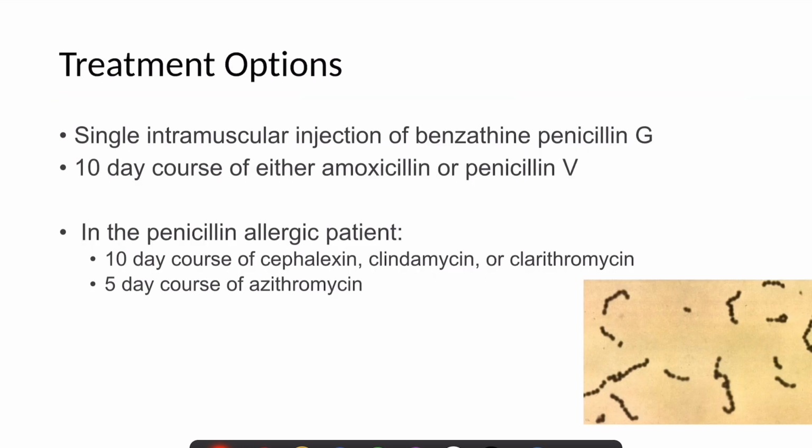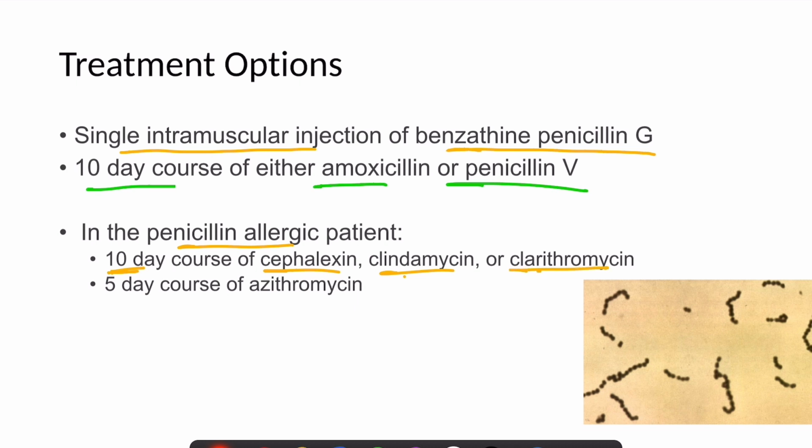So if you decide on starting the treatment, the options include a single intramuscular dose of benzathine penicillin G, or if the patient doesn't want benzathine penicillin G, we can start the patient on a 10-day course of either amoxicillin or penicillin V. And similarly, if the patient is allergic to penicillin, then in that case we can go for a 10-day course of cephalexin, clindamycin or clarithromycin, or we can start the patient on a 5-day course of azithromycin.